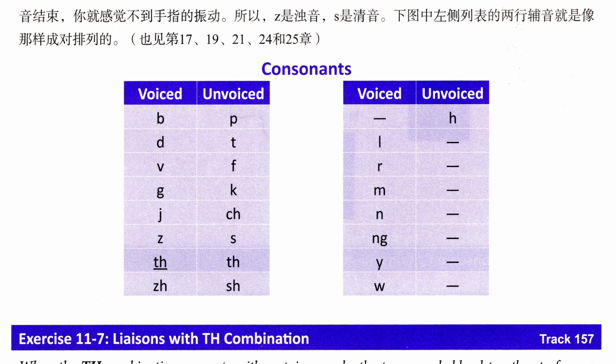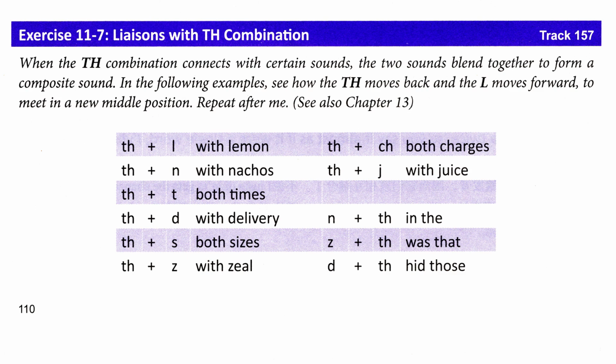Exercise 11-7. Liaisons with TH combination. When the TH combination connects with certain sounds, the two sounds blend together to form a composite sound. In the following example, see how the TH moves back and the L moves forward to meet in a new middle position. Repeat after me.